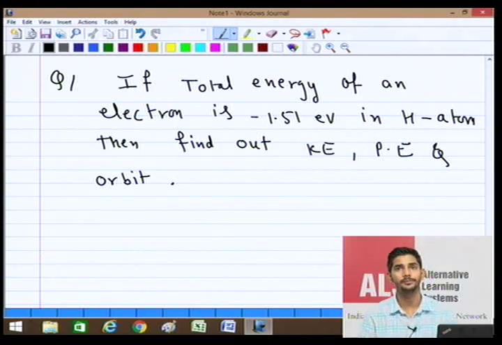Please solve this question. Tell me the answer. Senapati, have you solved that?